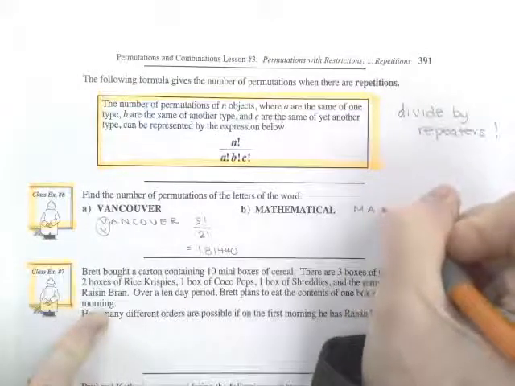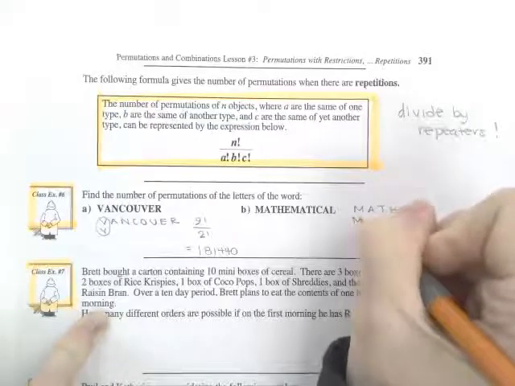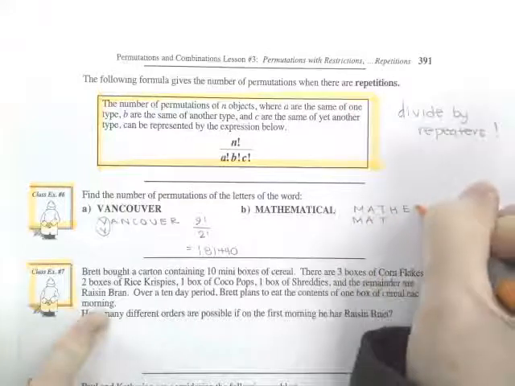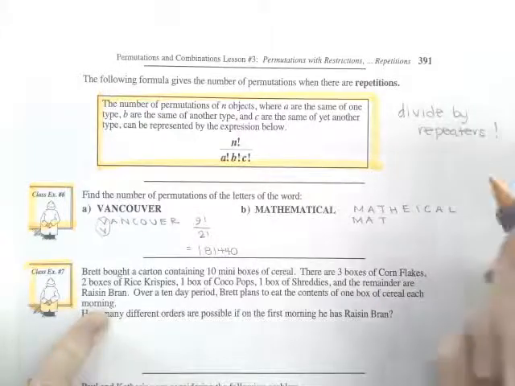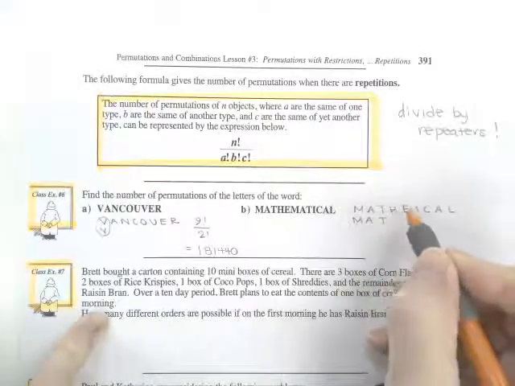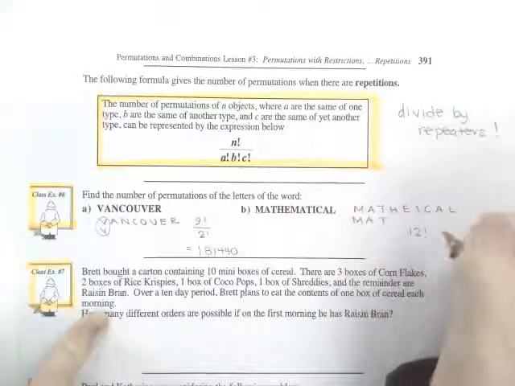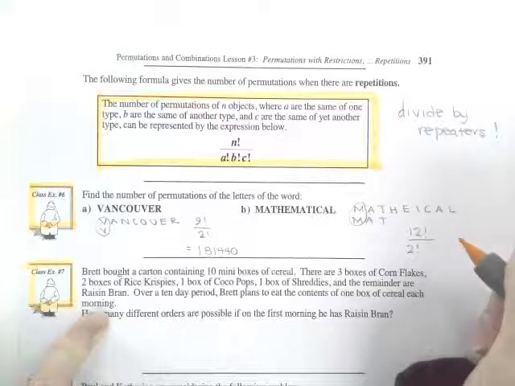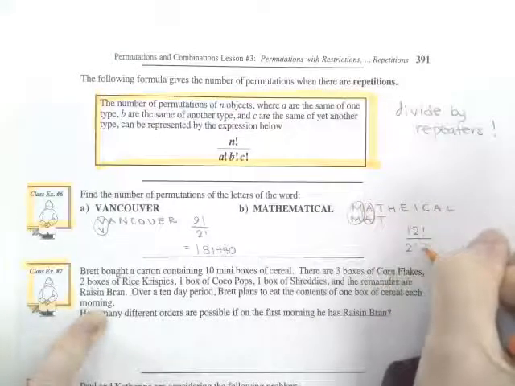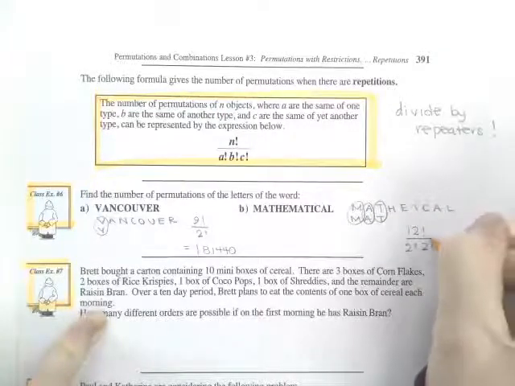And here we go. M-A-T-H-E-M-A-T-I-C-A-L, mathematical. So 1, 2, 3, 4, 5, 6, 7, 8, 9, 10, 11, 12 factorial divided by, I've got M that repeats twice, so 2 factorial, A 2 factorial, and the T 2 factorial. All of those in the denominator.